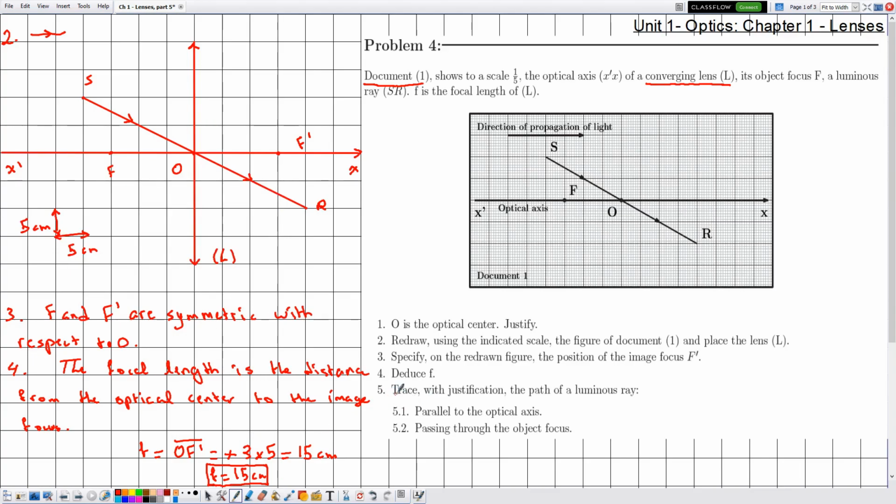So now in part 5 they are telling me to trace, with the justification, the path of a luminous ray. So 5.1, parallel to the optical axis.